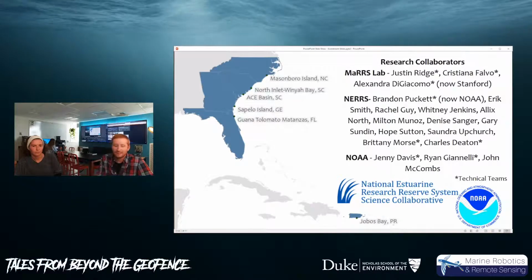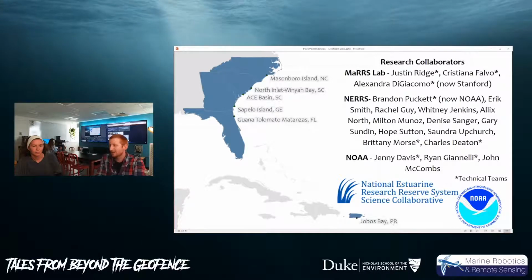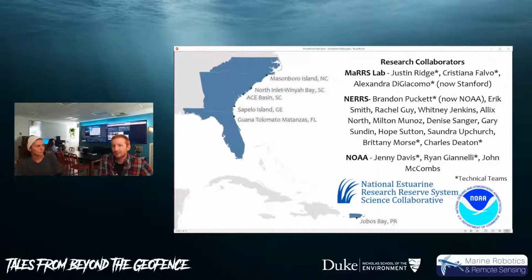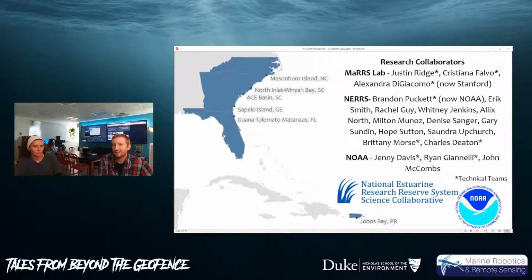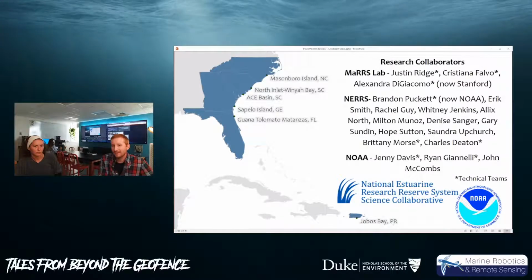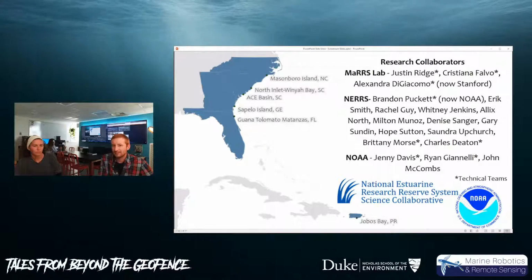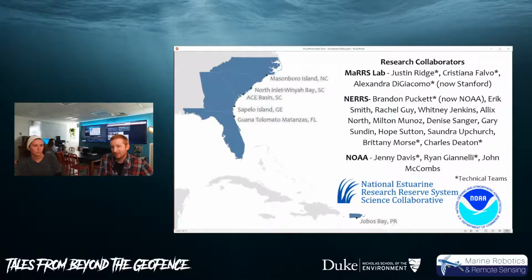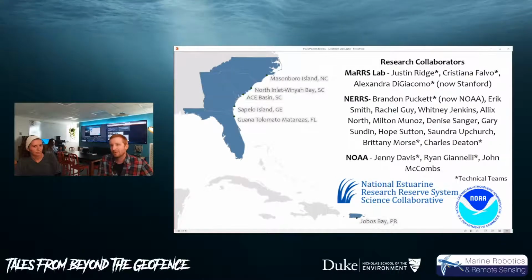And so we had 6 reserves that were involved in this process. We had the North Carolina NERR, located at Masonboro Island, and then the North Inlet-Winyah Bay NERR in South Carolina, the ACE Basin NERR in South Carolina, the Sapelo Island NERR in Georgia, the GTM NERR in Florida, and then Jobos Bay in Puerto Rico.